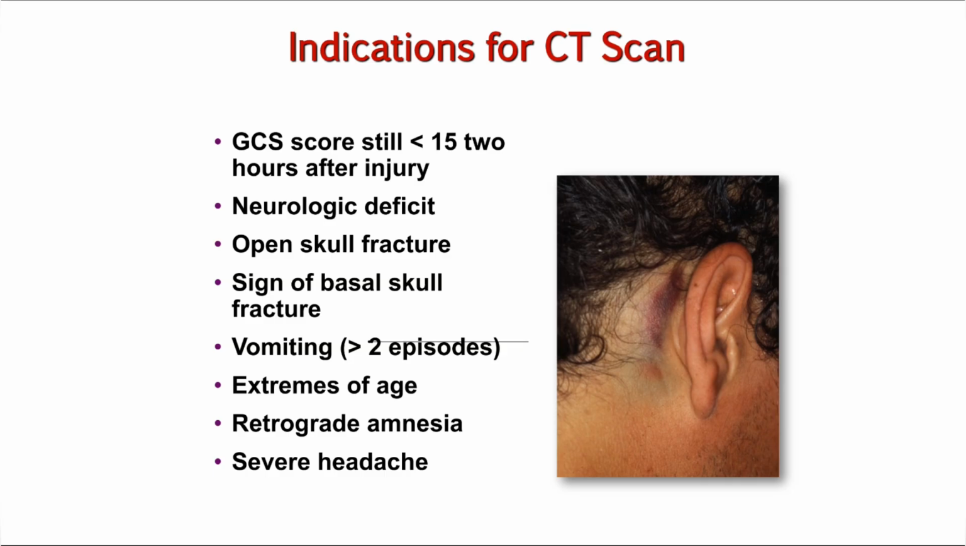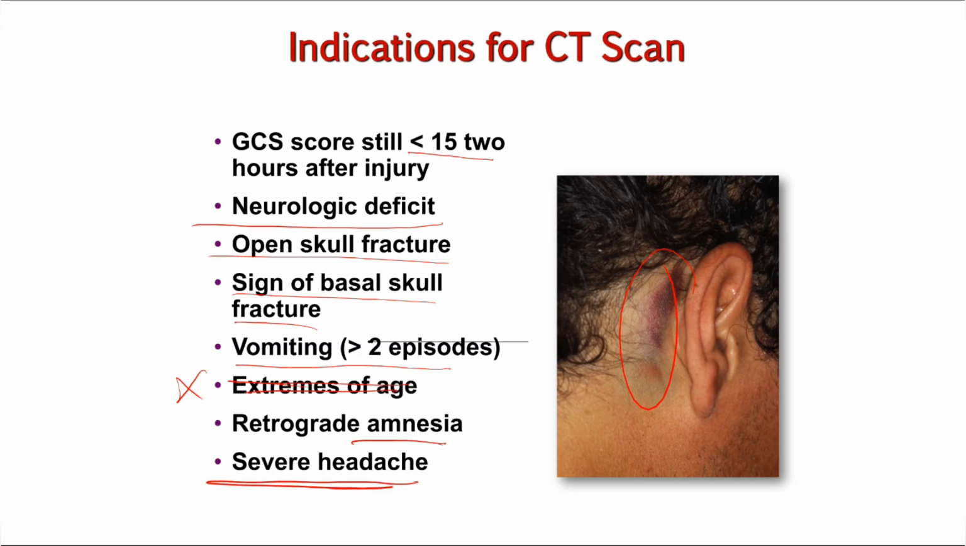Indication of CT scan, although this is changing, now they say any vomiting 2 and more times in adults, Glasgow Coma Scale less than 15 or after 2 hours after injury, if there is any neurological deficit, if there is open skull fracture, if there are signs of basal skull fracture, for example panda eyes, Battle sign, or the patient is having rhinorrhea or otorrhea, clear water, which is CSF, coming from the nose or from the ear. Extremes of age no more is an indication. Retrograde amnesia and also severe headache.